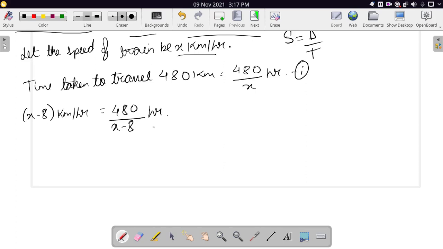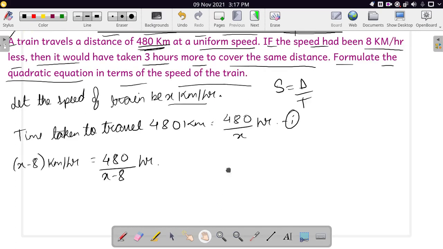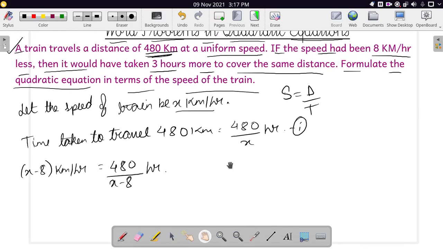Now it is given in the question that if the speed had been 8 km less, then the train would have taken 3 hours more to cover the same distance. It's very natural, because it's moving with 8 kilometers per hour less. The new speed is 8 kilometers less than x, so it will take much more time. The extra time it takes is 3 hours.